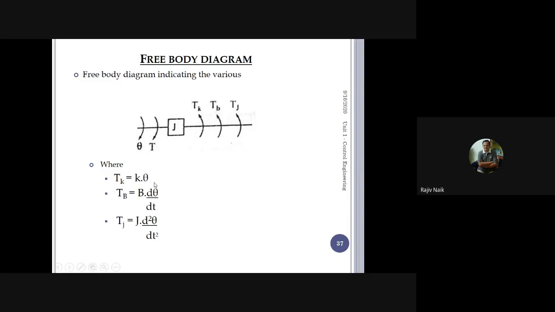For the spring, it is K into theta. For the damper, it is B into d theta by dt. If I write the equation in terms of theta, for the inertia element, that is J, it is J into d square theta by dt square. All these are opposing forces. The external force is torque. So the spring torque is Tk, the damping torque is Tb, and the inertia or rotational torque is Tj. The addition of those is equal to the external torque. That equation we are going to write.